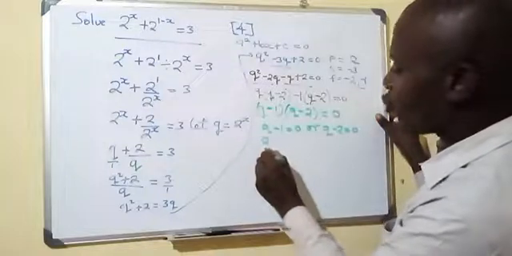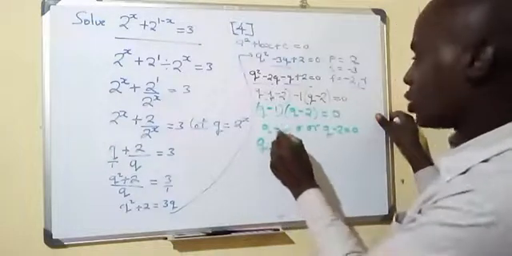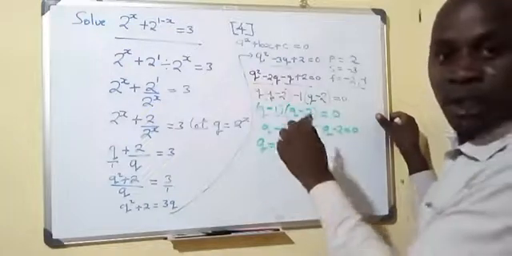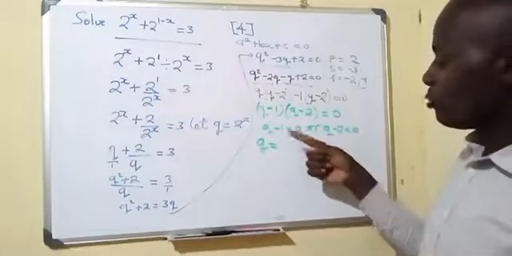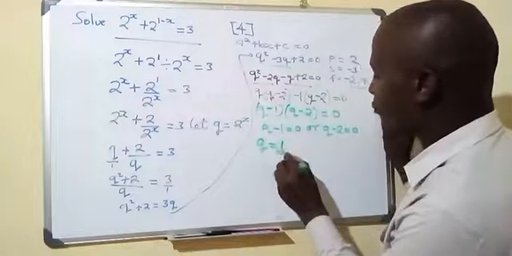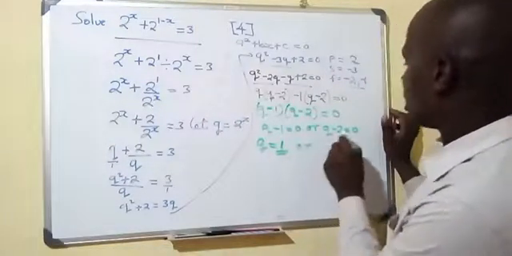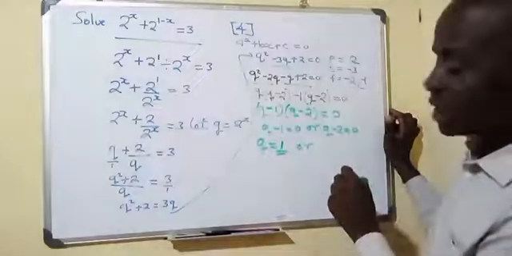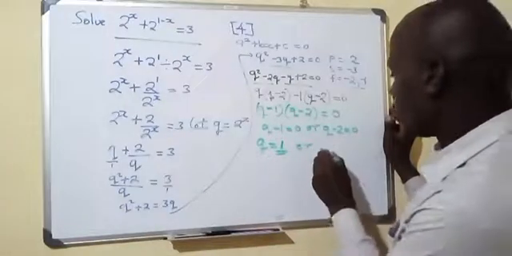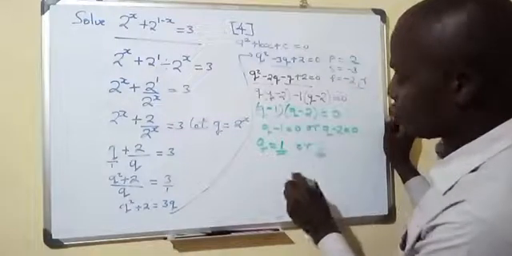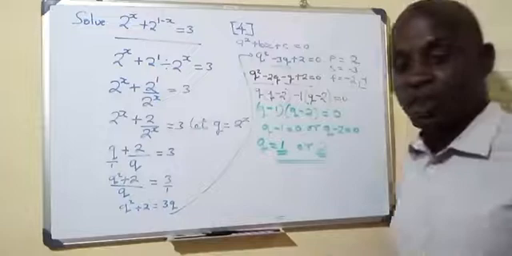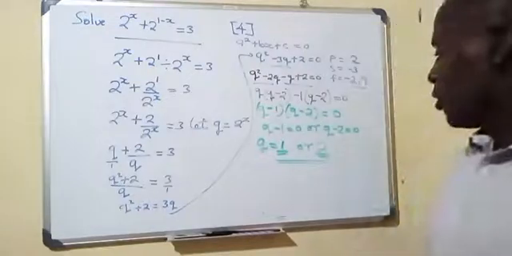Then now I'll group like terms together. This one will move to the other side. It will be a positive sign, so meaning it will be 0 plus 1. So the answer is 1. So the value of q is 1, or this one you move to the other side to be positive. So I will say 0 plus 2. The answer will be positive 2. So the values of q are positive 1 and positive 2.